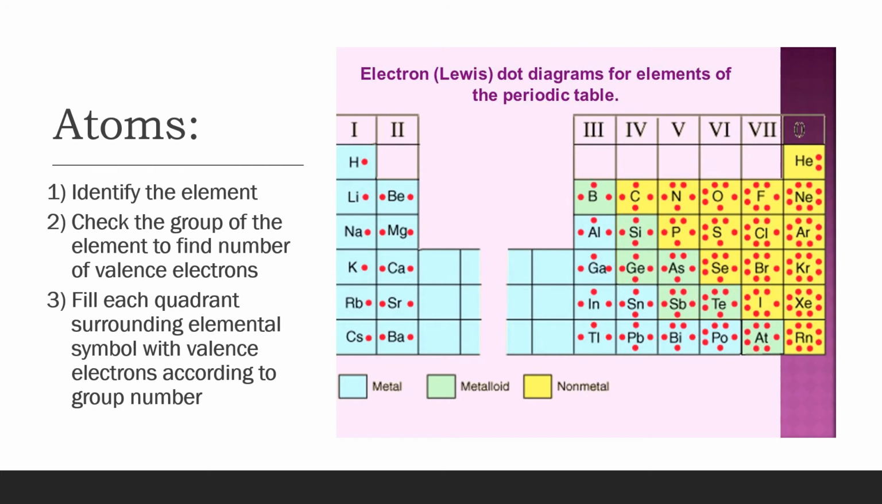Lewis structures for single atoms can be found using the periodic table. You first identify the element, you then check the group of the element to find the number of valence electrons. The first group being hydrogen, lithium, sodium, potassium. These all have a single valence electron, while the second group has 2, the third group has 3, up until the noble gases have 8 valence electrons.